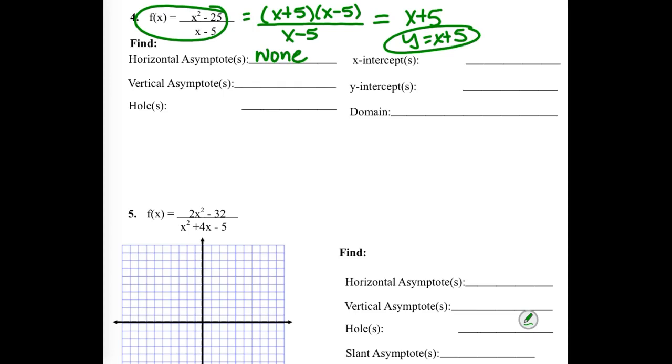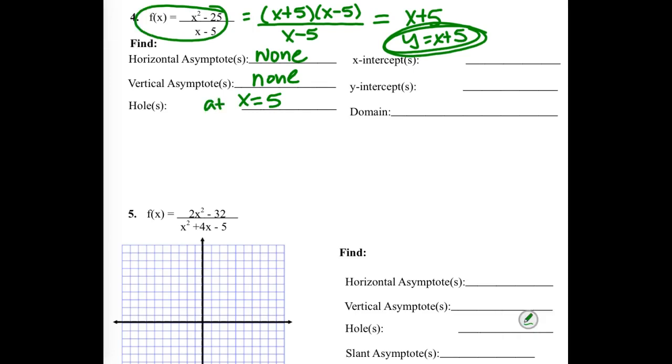Vertical asymptotes. We had one number that caused a problem in the denominator, correct? It was a 5. What happens at 5? It's a hole, right? We got rid of it. We were able to simplify down to this, where there is no denominator. So we don't have a vertical asymptote. We do have a hole. The hole happens at x equals 5.